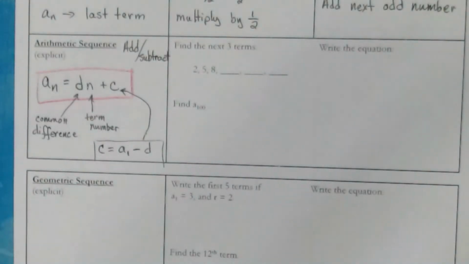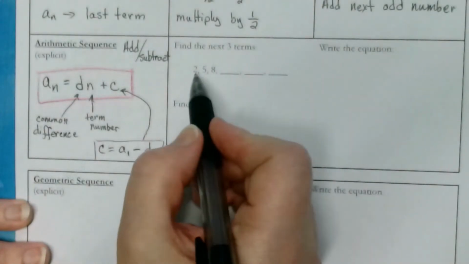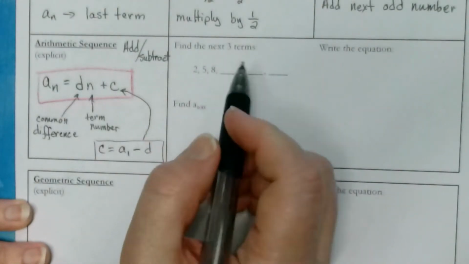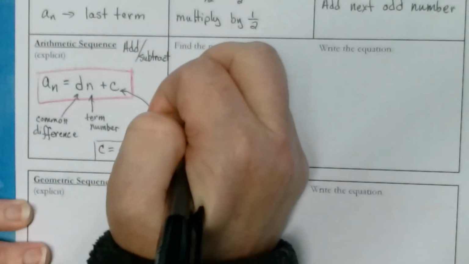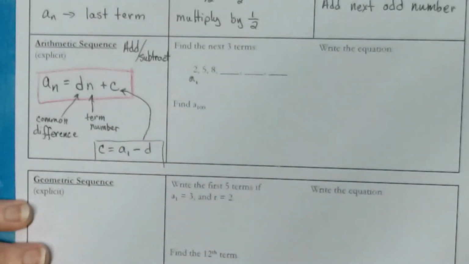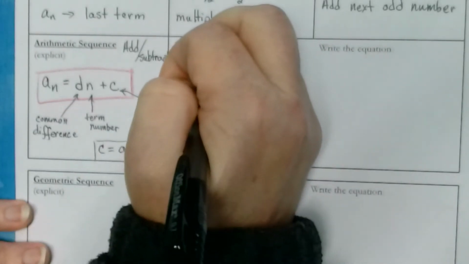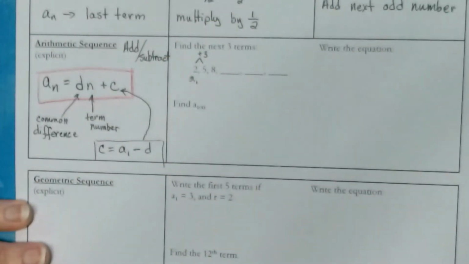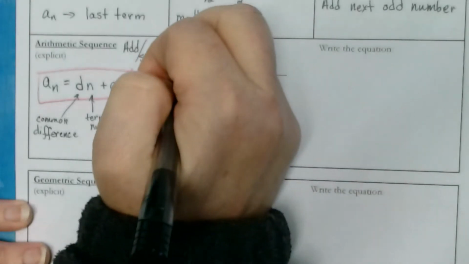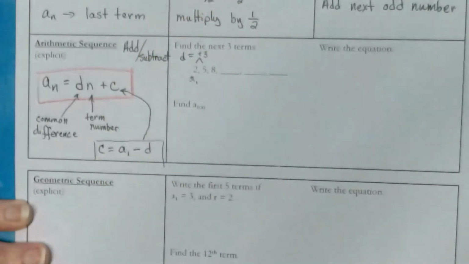So we're going to start off really easy here. We have this wonderful sequence of numbers, 2, 5, and 8. 2 is obviously my a sub 1 because it's first. So what am I doing to get from 2 to 5 and from 5 to 8? That's right, we're going to add 3. Not a big deal. So d is 3. D is a plus 3.